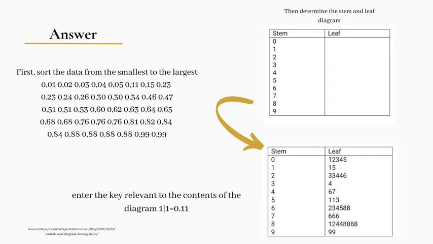The stem 6, the leaves are 2, 3, 4, 5, 8, 8. The stem 7, the leaves are 6, 6, 6. The stem 8, the leaves are 1, 2, 4, 4, 8, 8, 8. The stem 9, the leaves are 9, 9. Then the key relevant to the contents of the diagram is the absolute value. The absolute value is 1 | 1 equals 0.11. Those are some examples of using the stem and leaf method in presenting data.